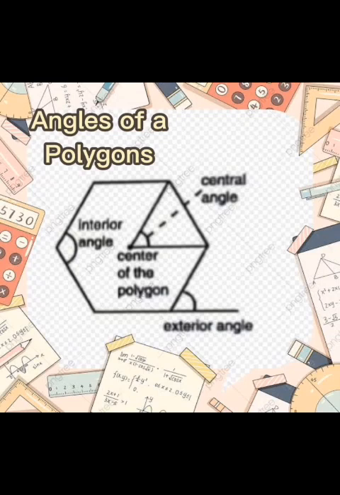A central angle is an angle formed by the segments joining consecutive vertices to the center of a regular n-gon. The center of a circle in which a regular polygon is inscribed is called the center of the polygon. An exterior angle is an angle formed by a side and an extension of an adjacent side of the regular n-gon.